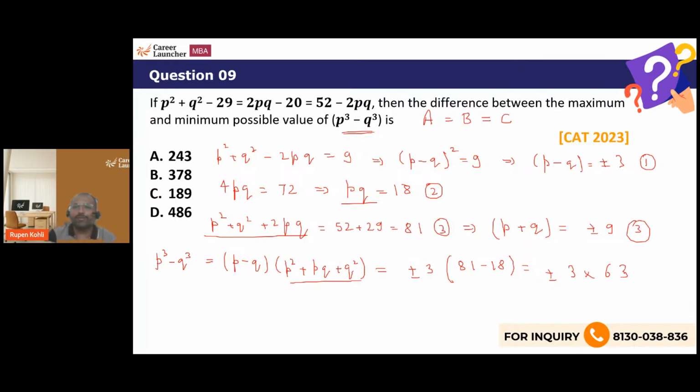So P cube minus Q cube has two values of the same magnitude, one with the positive sign, one with the negative sign. So can I say that the maximum value I'm looking for is nothing but the positive 3 into 63. 3 into 63 is 189. And the minimum value is that with the negative sign, which is negative 189. So the difference is nothing but 189 plus 189, which is 378.